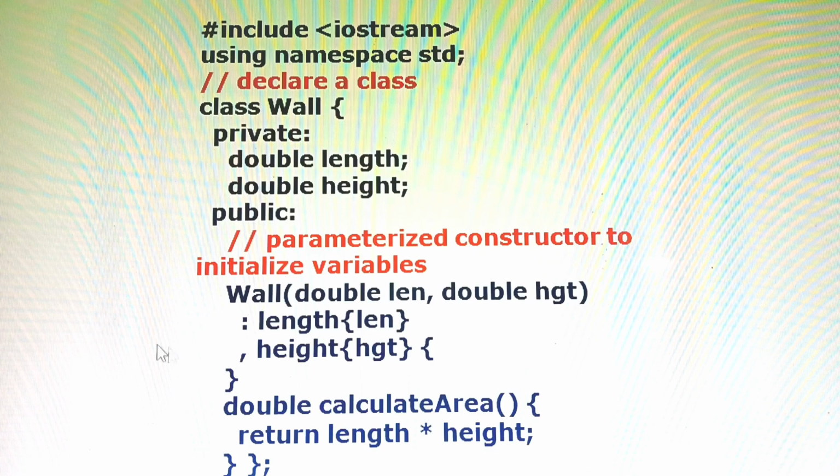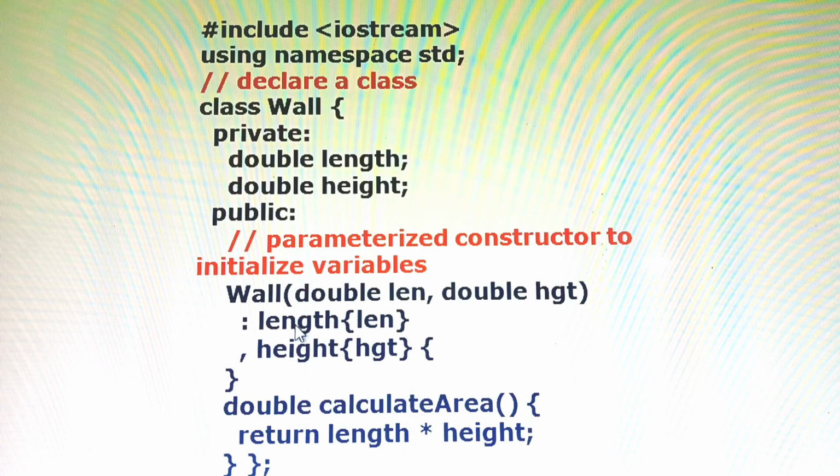Then initialize the constructor with the parameterized constructor. Use the parameterized constructor here to initialize variables. Okay. Then give the constructor name wall, double length len. This is the parameterized variable for length. Then double HGT, height. That is the parameterized variable for height.